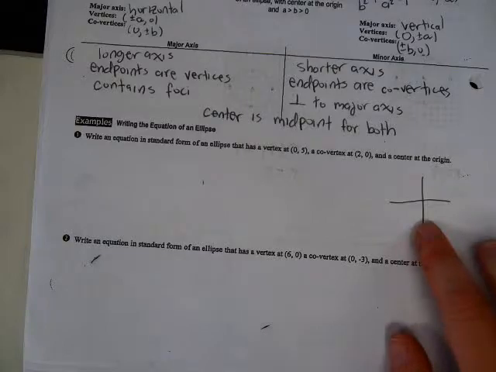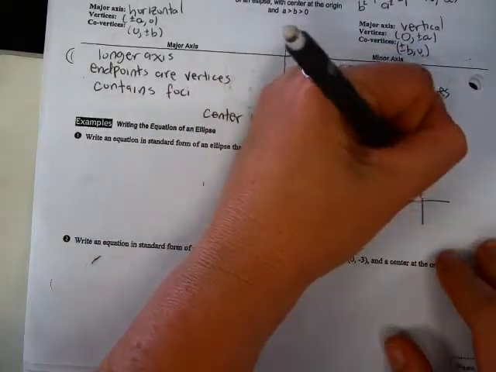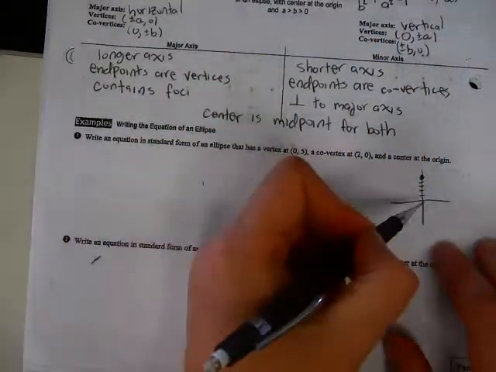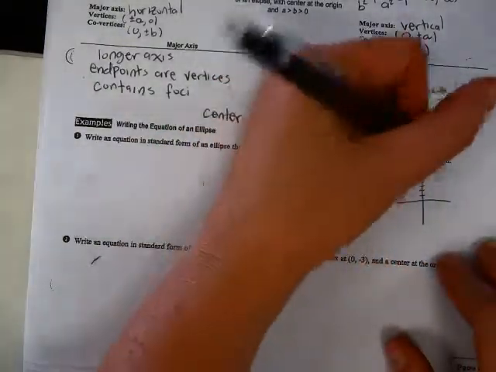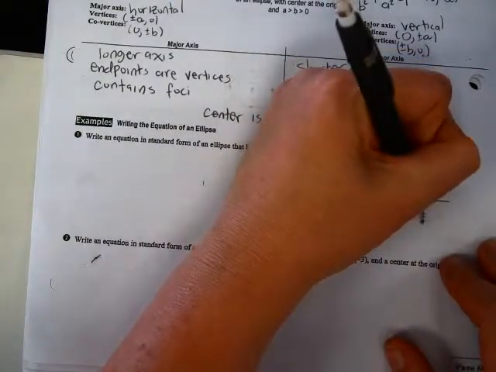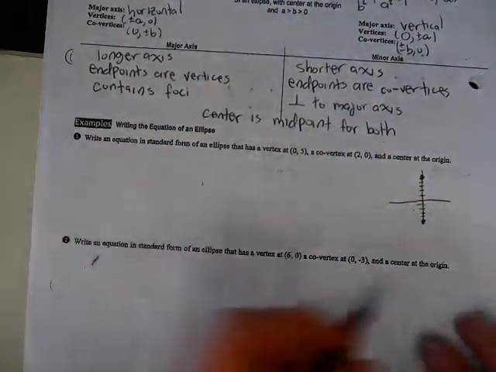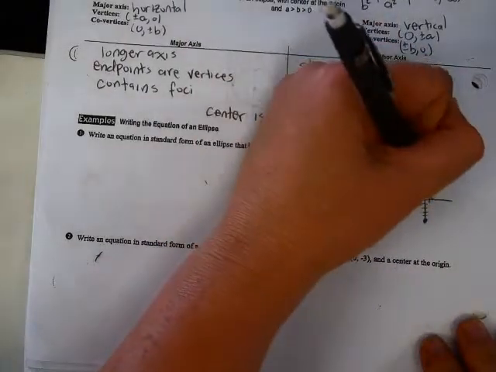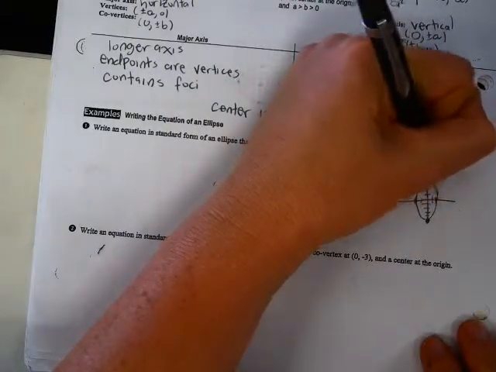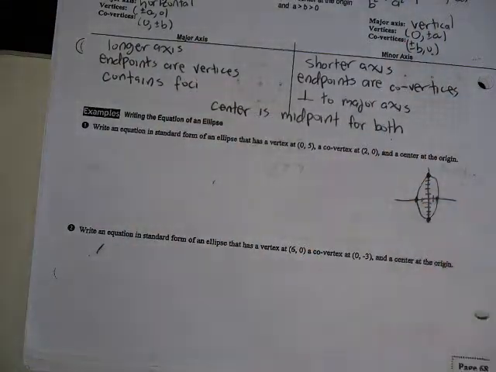So my vertex is at 0, 5. And once again, my center is at the origin, so I have another vertex at 0, negative 5. Co-vertex at 2, 0. So that means I have another one over here. Okay, so there's my ellipse. Draw a bad ellipse.